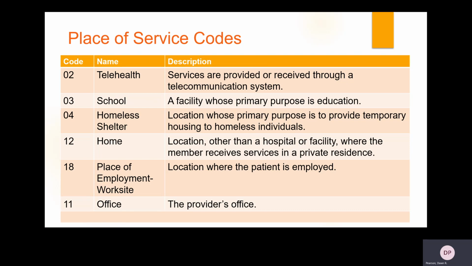For example, if the provider accompanies the caregiver to an IEP meeting, that would be place of service code 03. And up to 25% of the services delivered in a given month were provided through a telecommunication system, which is place of service code 02. The correct place of service code must be included on the claim for each service provided.